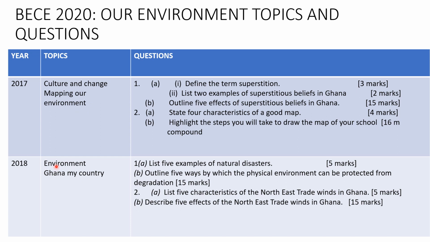Then 2018, the topics were environment, Ghana, my country. So the questions were: list 5 examples of natural disasters, outline 5 ways by which physical environment can be protected from degradation, list 5 characteristics of northeast trade winds in Ghana, describe 5 effects of northeast trade winds in Ghana.